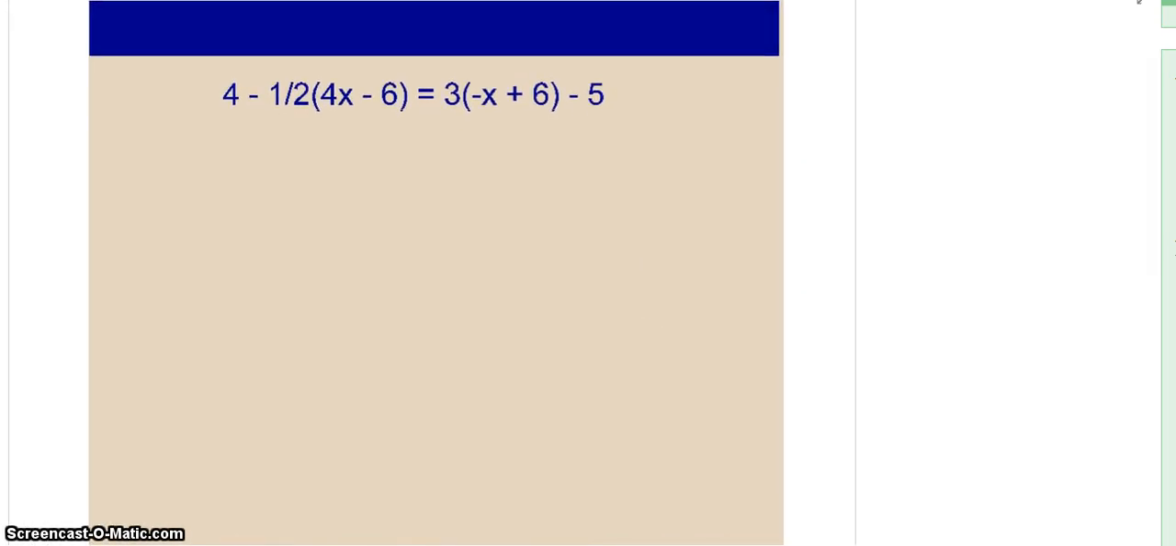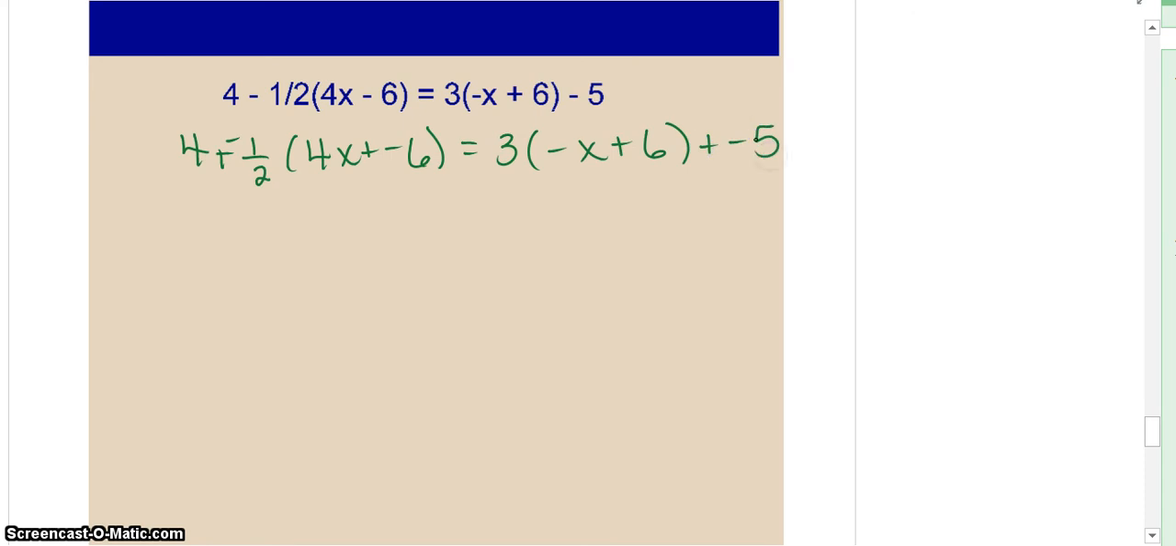All right, in this equation, we're going to have a lot of work to do. Let's start by rewriting with addition and subtraction. Okay, so let's go through and simplify everything we can on each side. On the left side, we cannot add the 4 plus the negative 1/2 because there's an understood multiplication between negative 1/2 and these parentheses. So we have to deal with the multiplication first. Therefore, we have to work with the distributive property. So 1/2 of 4 is 2, and it's going to be a negative.